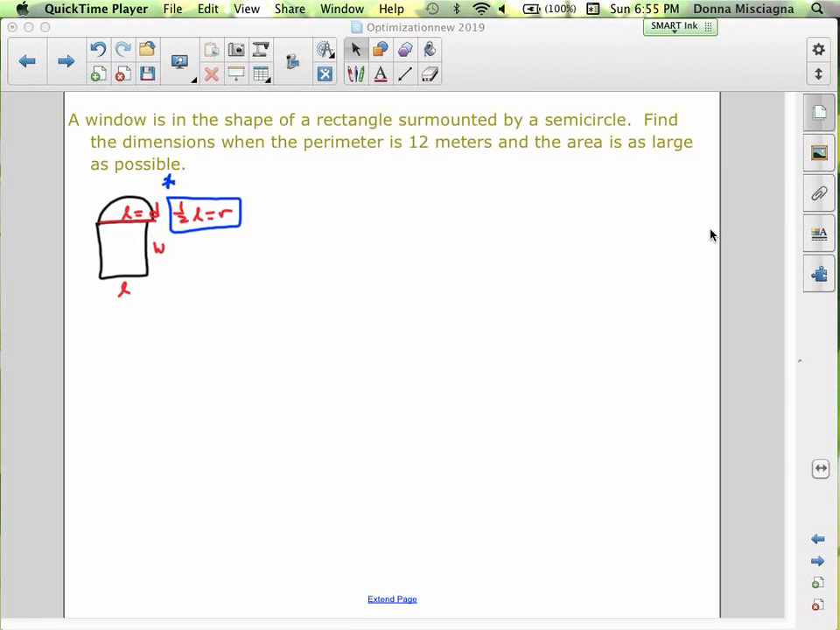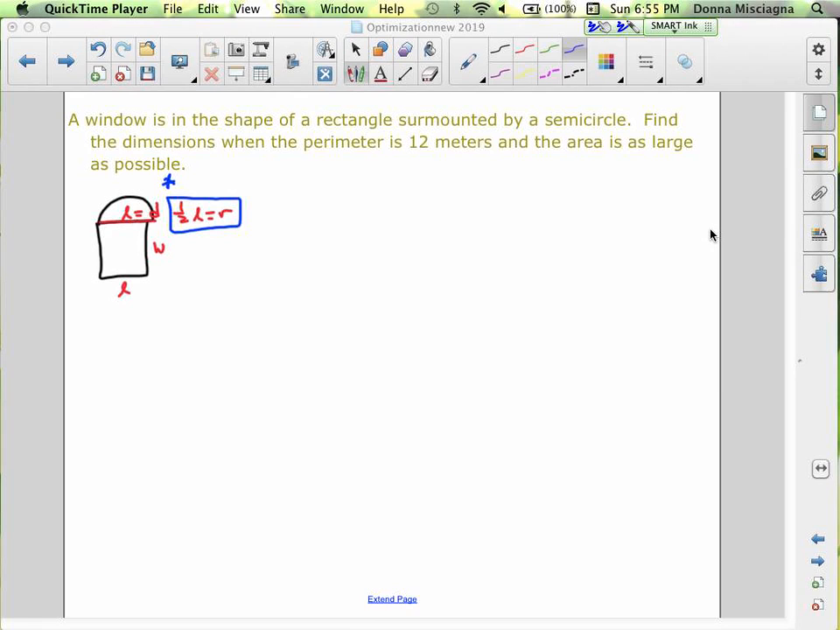So we want to maximize the light coming into the room. So we want the area of this window to be as large as possible. All right, so I have a diagram drawn there of our window. So it's a rectangle, two dimensions of a rectangle, length and width. And the semicircle is exactly on top.